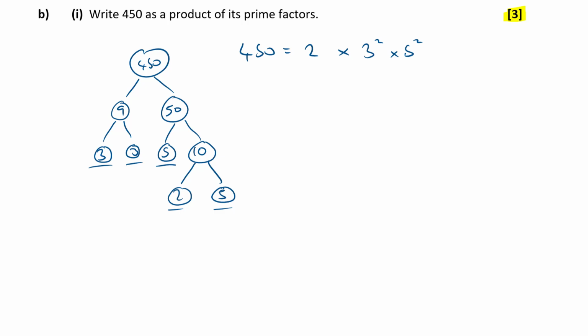Okay, and that's all our answers then. So the 2 there is that 2. Then I've got 3 and 3, which gives me 3 squared. And I've got 5 and 5, which gives me 5 squared. So you can either do it the long way with the factor tree, or you can do it the smart way by getting yourself a Casio and doing it much easier.